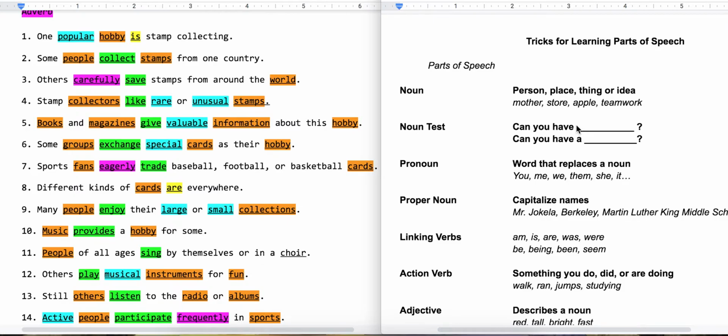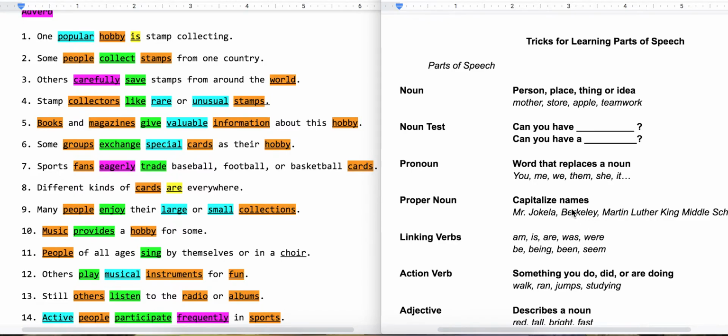The most important thing is you have to decide whether you think the word is a noun before you put it into the noun test. The test is really just to see whether maybe you made a mistake. Okay? Sometimes a noun is a pronoun, so like you, me, we, them, she, it, and those are words that replace nouns. So instead of saying boy, you could say me, right? Proper nouns are nouns that are capitalized, like Mr. Yokola or Berkeley or Martin Luther King Middle School.